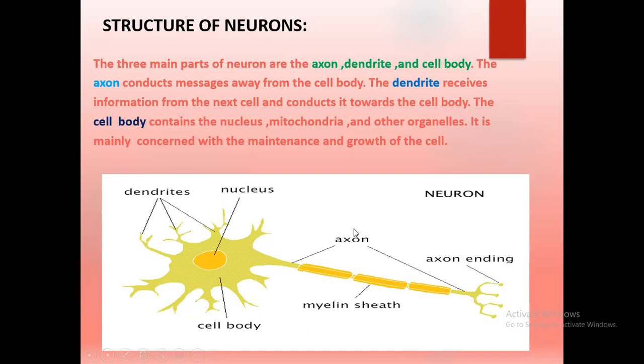This is the structure of the neuron. These are dendrites, this is nucleus, and this full structure is known as cell body. This cell body is combined with axons, and axons have nerve endings.